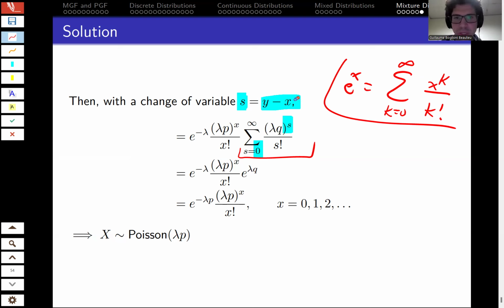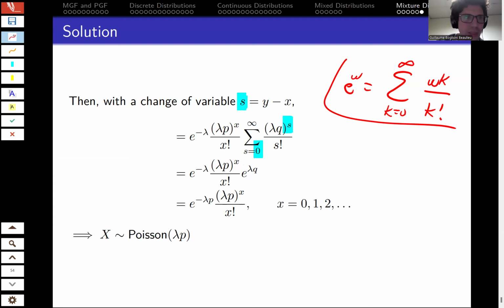Here maybe it's poor notation because we already had something for x, but you'll forgive me for this. Let's call it something else, let's call it w. And the w would be here just lambda q. So we have e to the lambda q. And then what else? I think we're pretty much done, right? Yes, we have here e to the lambda times e to the lambda q becomes e to the lambda p.